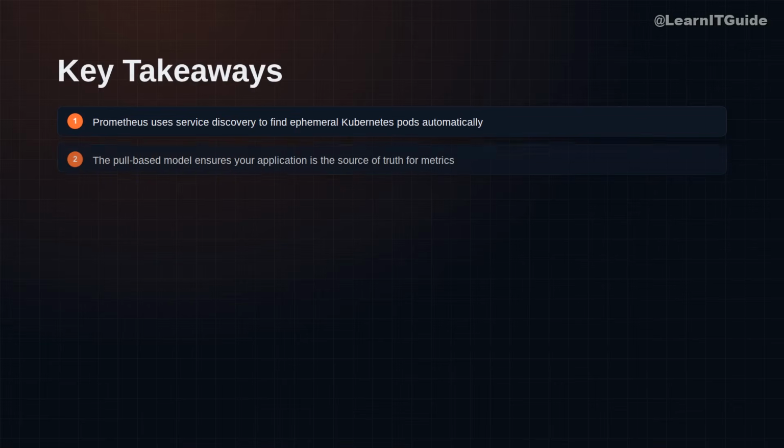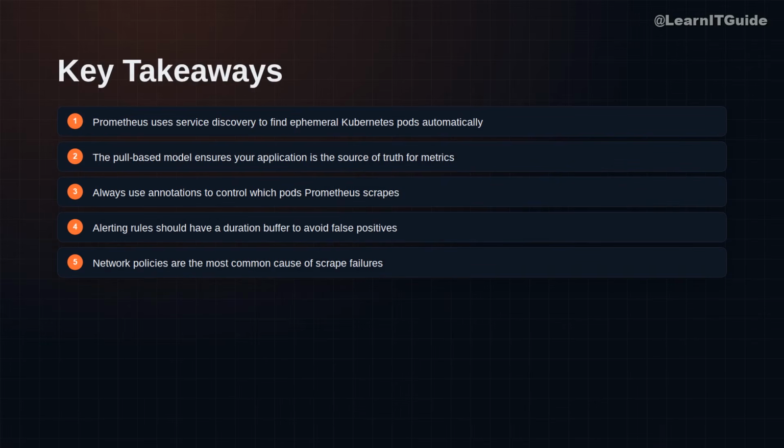You now know that Prometheus uses service discovery to find pods. You understand the pull-based model is your source of truth. Always use annotations to manage your scrape targets. Make sure your alerting rules have a buffer to stop false alarms. And remember, network policies are usually why your scrapes fail.